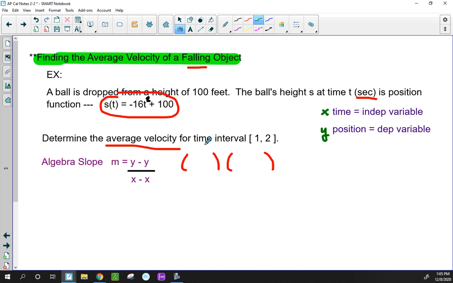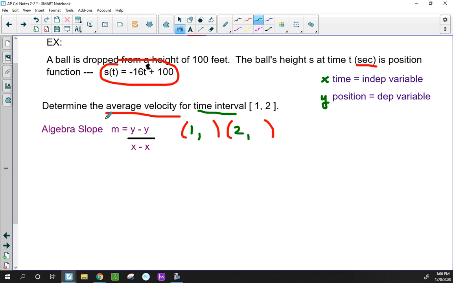then I know that the time interval, this is not an ordered pair, that at time 1 second, I need to figure out where the ball is. And after 2 seconds, same deal. I got to know where the ball is. And so before I can find the average velocity for this time interval, I need to know the height of the ball after 1 second and after 2 seconds have elapsed. So I've got a little bit of work to do, but fairly easy.